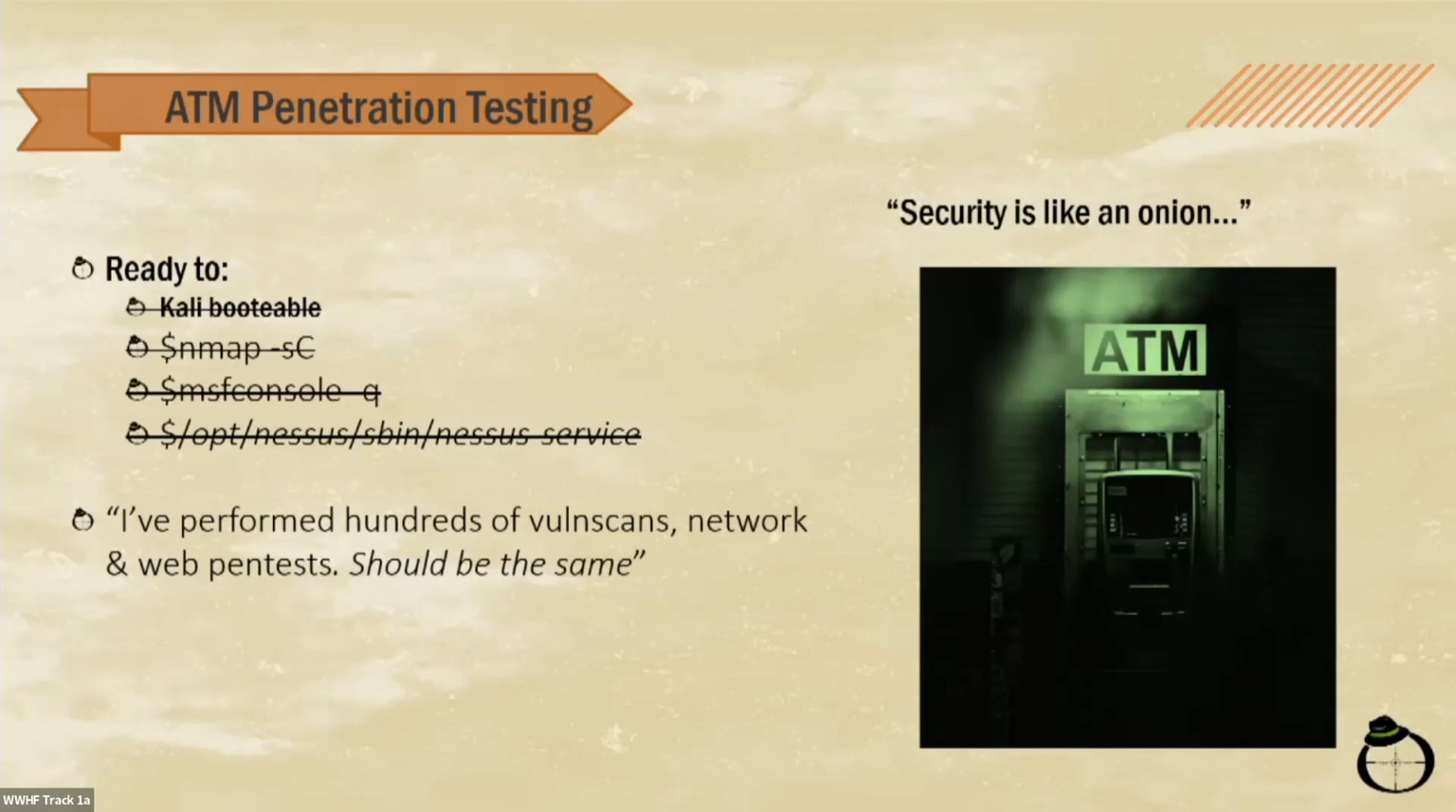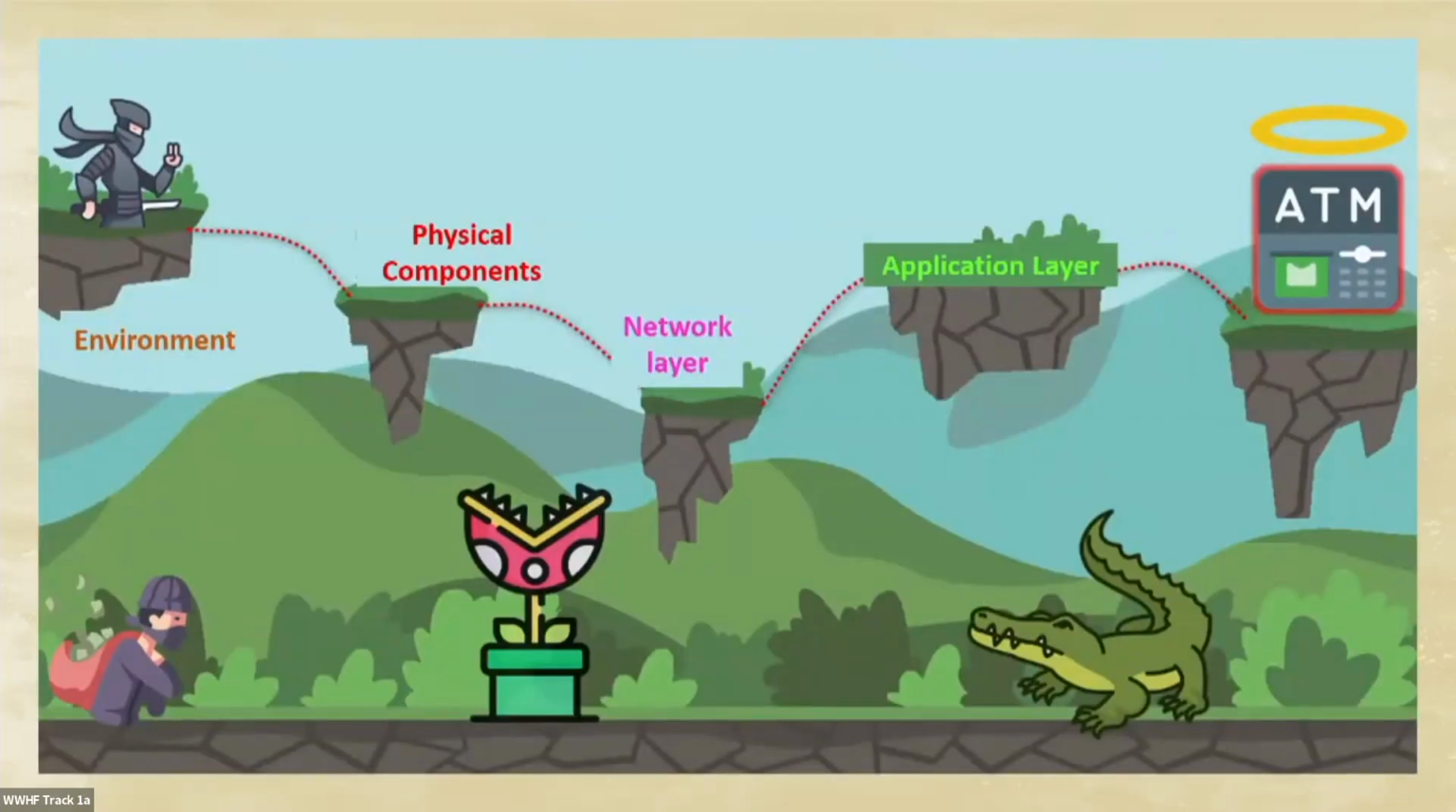But at the end, we have heard a lot of this phrase that security is like an onion, because we know it's layered. But I want to see it more like a game. So we're going to see it in this way. When we are going to test an ATM, we're going to see the environment, the physical components, the network layer, and the application layer, to be able to test the whole environment of the ATM.